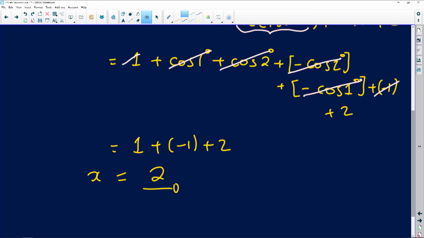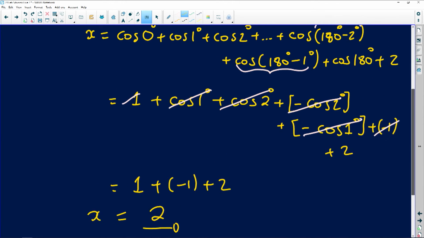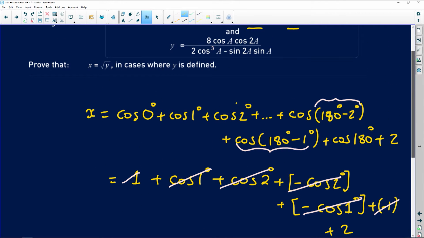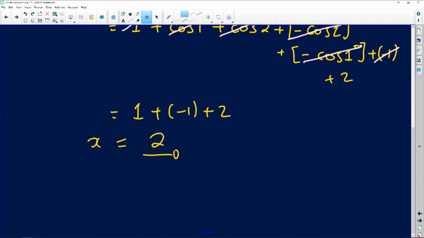Now we're going to the next part, which is the value of y. We just found what x is. Now we need to simplify what y is. y is 8 cos a cos 2a. So let's get that. We need to show that even the square root of y is going to give us the same answer as what we got for x, right?